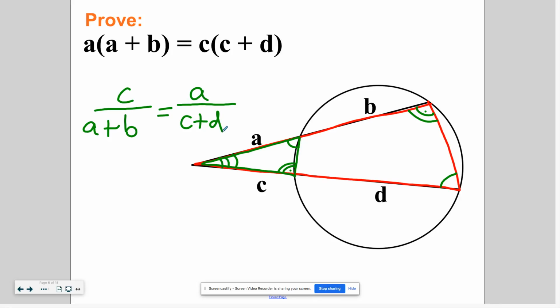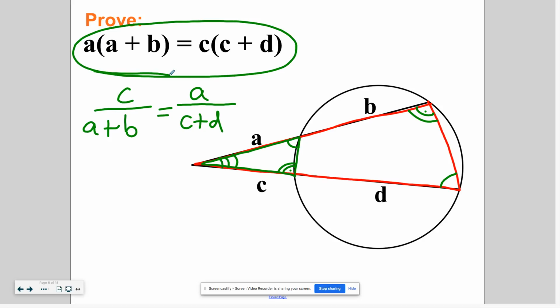So this is the proportion that I have. You can see it's small triangle to big triangle equals small triangle to big triangle, and just making sure that the corresponding sides are in the right spot. So when you cross multiply this, you're going to get what you see up here, what we were trying to prove. So you just cross multiply and that's your theorem.